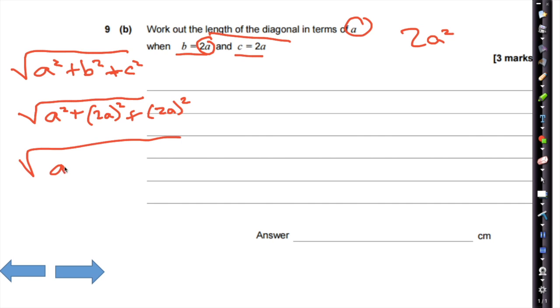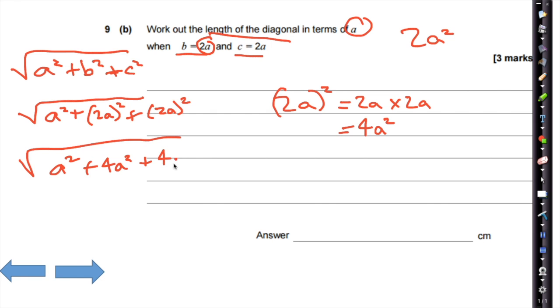So we end up with a squared, 2a squared. Squaring anything means whatever the term or number is multiplied by itself. So 2a squared, all squared, means 2a times by 2a. 2 times 2 is 4. A times a squared. So it's going to be 4a squared. And the same with the other 2a squared.